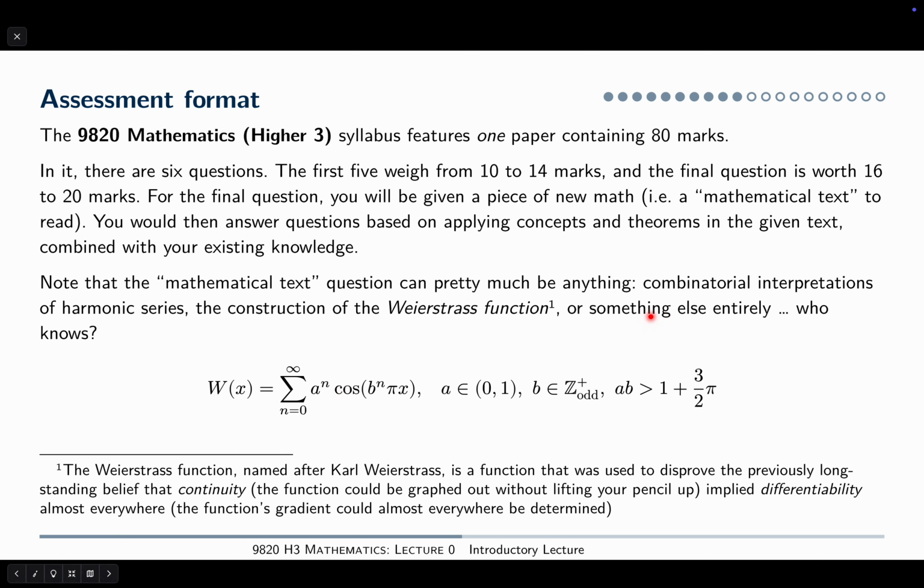And we can be tested on something else that we have never seen before, and it's really up to Cambridge.